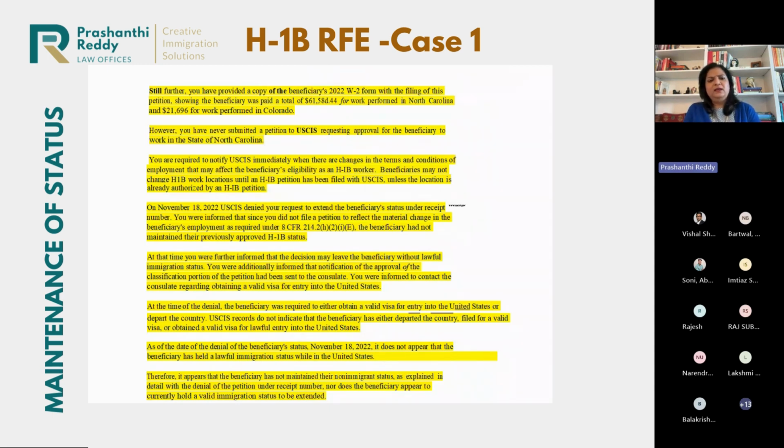So if you're a beneficiary, if you're an employee, make sure every time you move your location, inform your employer. Not only inform your employer, if it is a different county, then tell your employer to file an amendment, right? So if it is outside of commuting distance, if it's within commuting distance, then that's fine. But if it's outside of that, you have to tell your employer to file an amendment. Otherwise, you will fall out of status, right? So a very important takeaway from this RFE. Next.